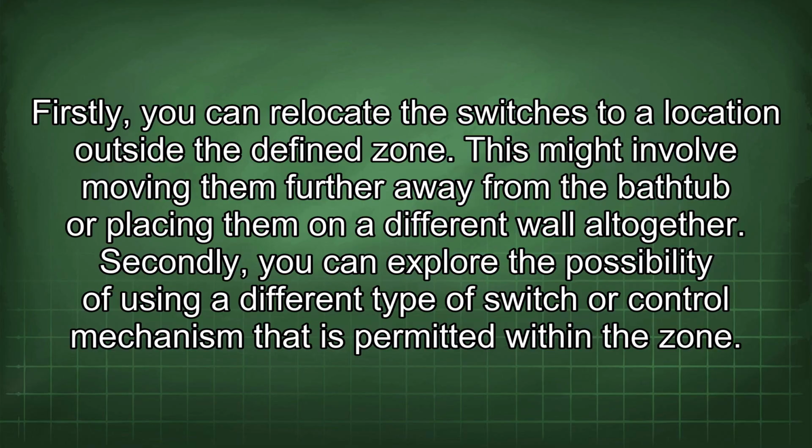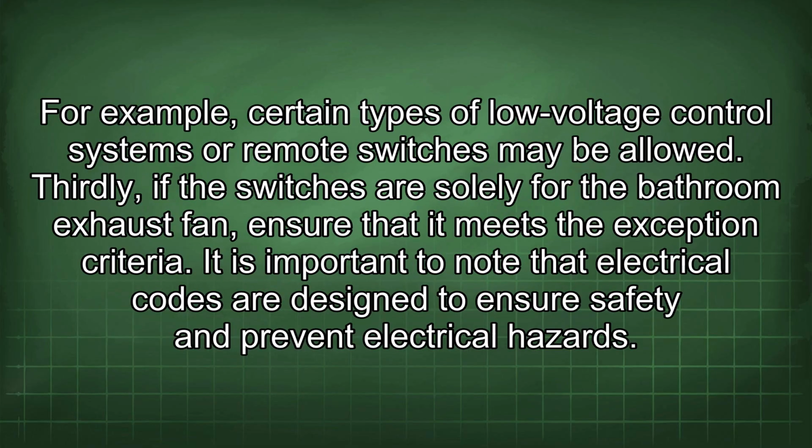Secondly, you can explore the possibility of using a different type of switch or control mechanism that is permitted within the zone. For example, certain types of low-voltage control systems or remote switches may be allowed. Thirdly, if the switches are solely for the bathroom exhaust fan, ensure that it meets the exception criteria.